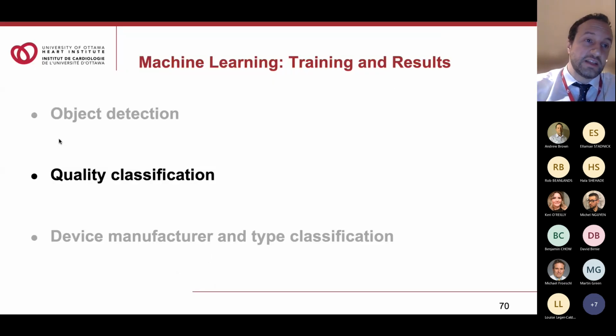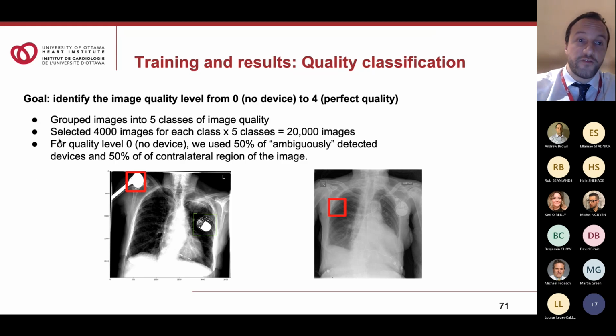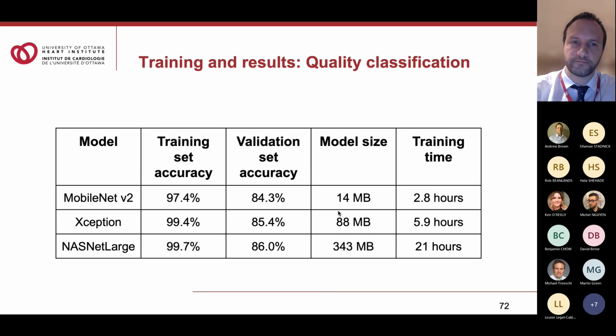So we used some of these inappropriately detected images to quantify quality, and we use them in the 0 level quality where no device is present. So we use 50% images that were inappropriately detected of non-cardiac devices, and 50% of them that were from the contralateral side of the chest radiograph, so that it would have similar underlying anatomical features. And then the other quality levels were drawn from our labeled data.